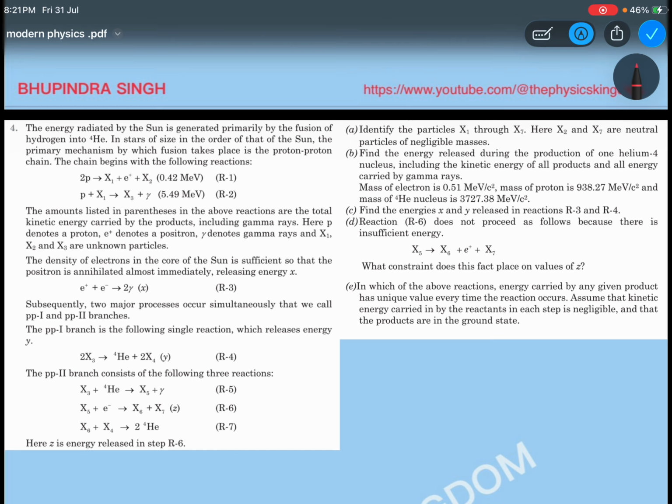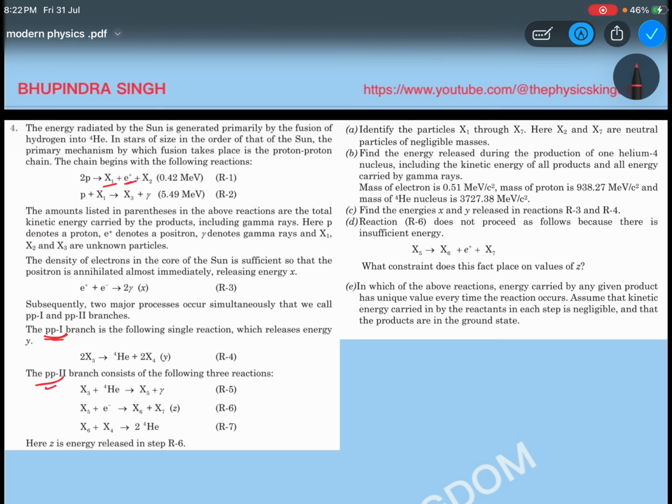Okay, beta. Now, if you see the question, a set of reactions is given to you, of what reactions are taking place in the sun. Like two protons, they are combining, they are forming X1 and a positron is coming out. Okay. So reaction 1, reaction 2, reaction 3, 4. Now after reaction 3, we have two sets of reactions. They are calling them PP1 and PP2.